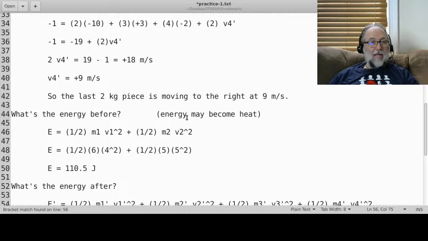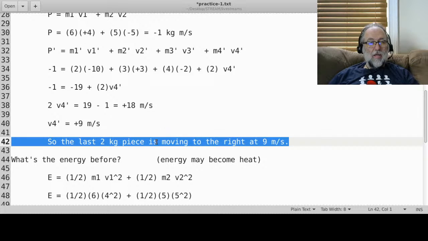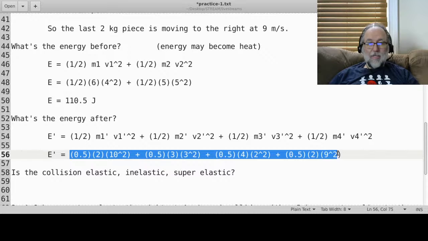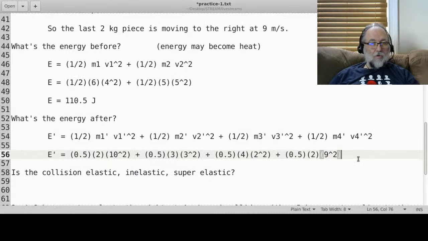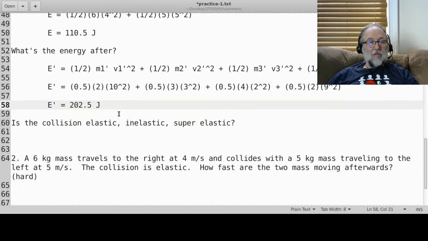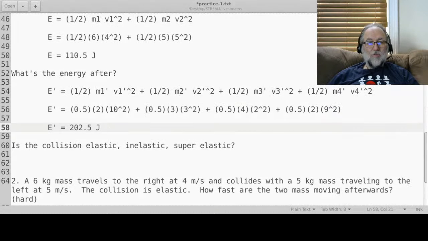And where did you get that? That's what we calculated up here. We found that the last piece had to be 2 kilograms in size, and it was traveling at 9 meters per second. Give me just 1 second to calculate this because the number I have is obviously wrong. And it turns out E primed is equal to 202.5 joules. So 202.5 joules.